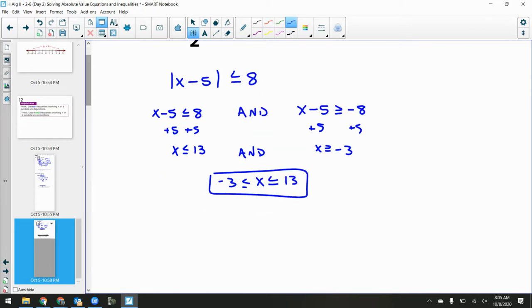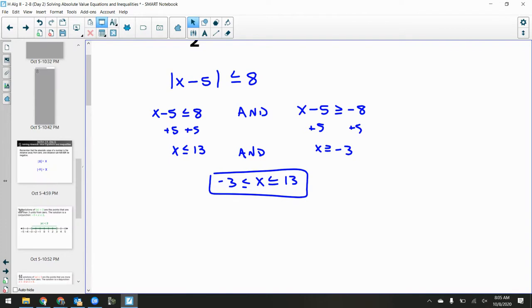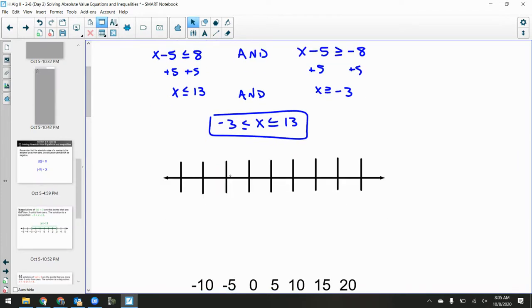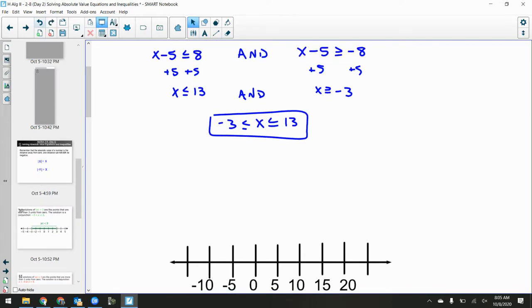All right, so looks like I got a number line down here. Here is negative 3, closed dot on negative 3. And here it looks like to be 13, somewhere around there. Closed dot at 13 as well. Connected in the middle.